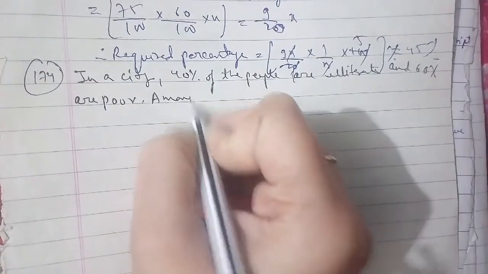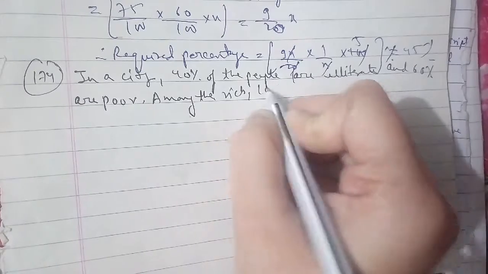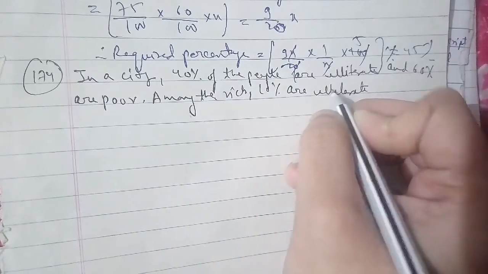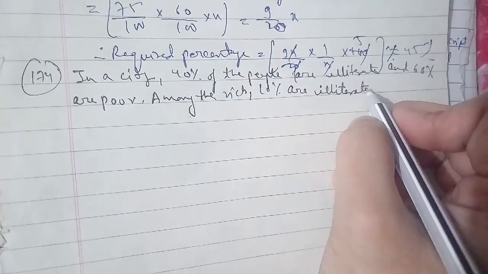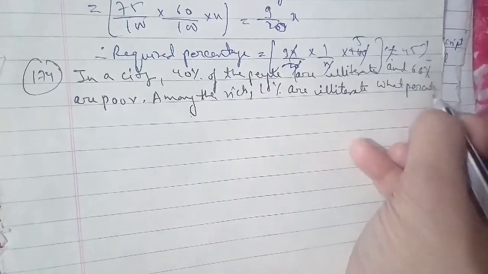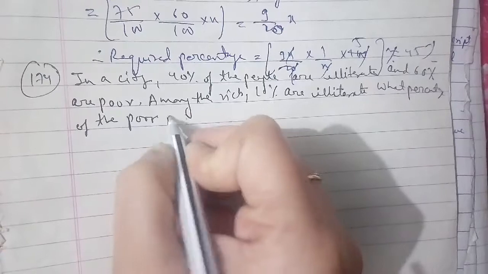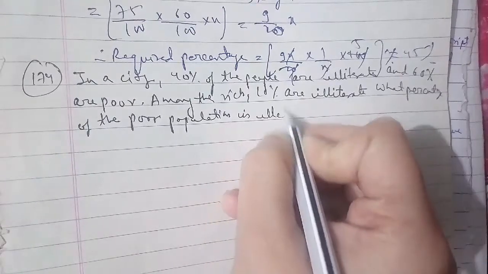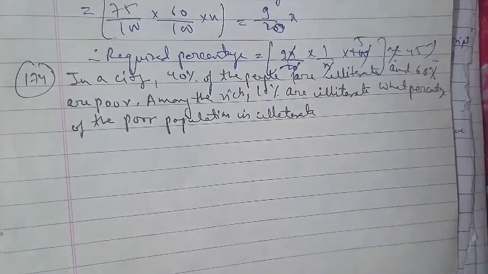Among the rich, 10% are illiterate. What percentage of the poor population is illiterate? We have options 36, 40, 60, and none of these.